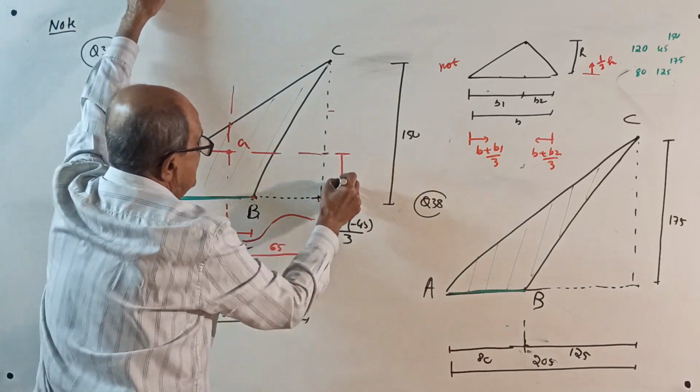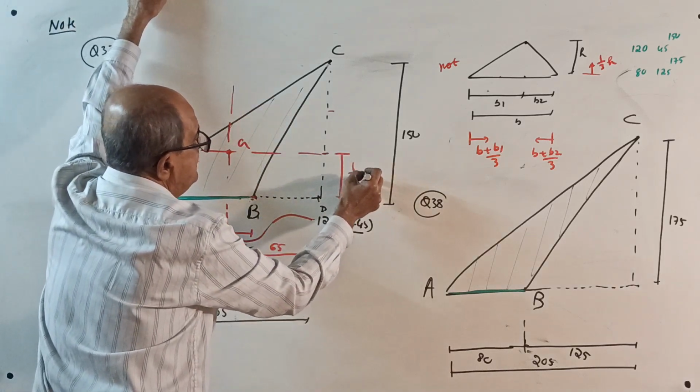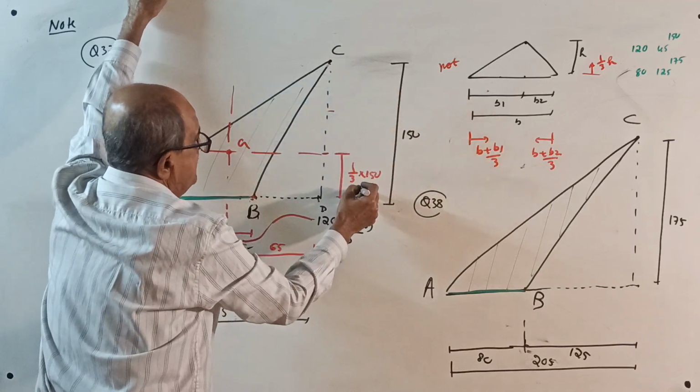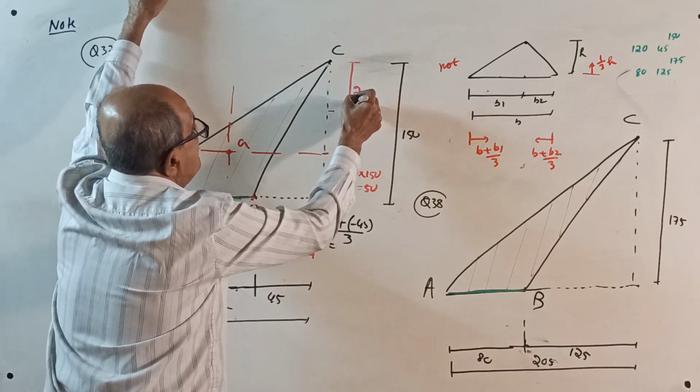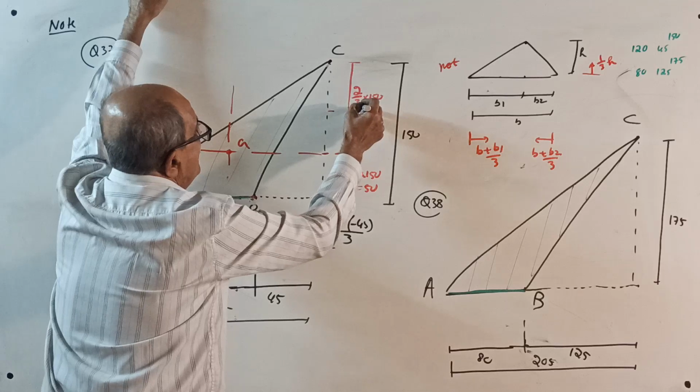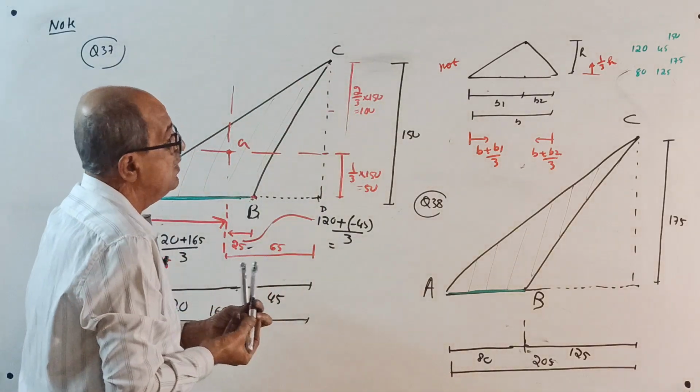Centroid G. 1 by 3 of 150, that is 50. 2 by 3 of 150 is 100. Okay, height-wise over. Now come to this triangle.